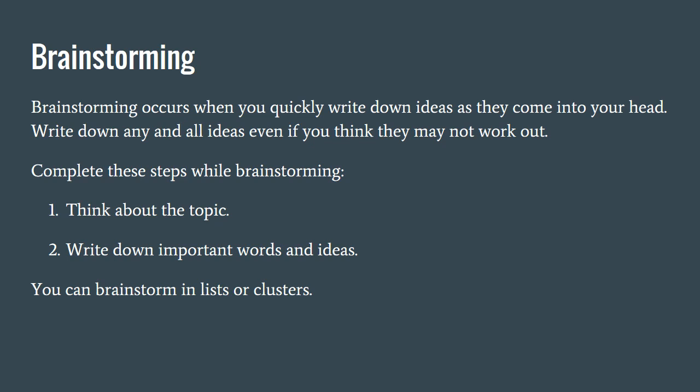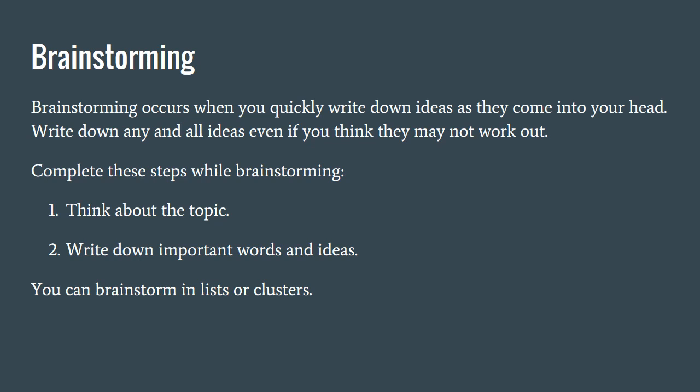So what is brainstorming and how does it happen? Brainstorming is when you come up with ideas. It occurs when you quickly write down ideas just as they come into your head. Write down any and all ideas, even if you think they may not work out. Hey, you never know. So these are your two main strategies. Think about the topic. Think about it deeply. Think about other perspectives. Think about how someone else might think about it. Think about your opinion and then think about the opposite opinion. Write down as many important words and ideas that come to your mind.